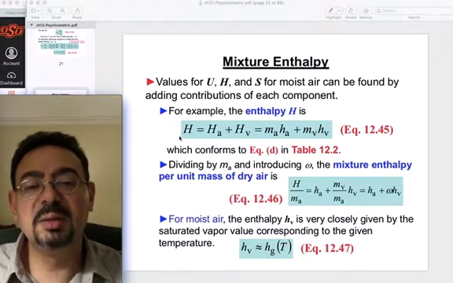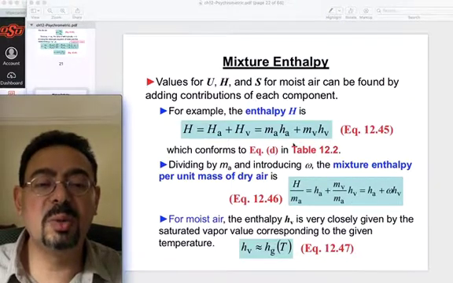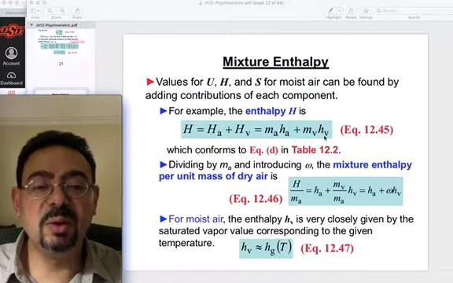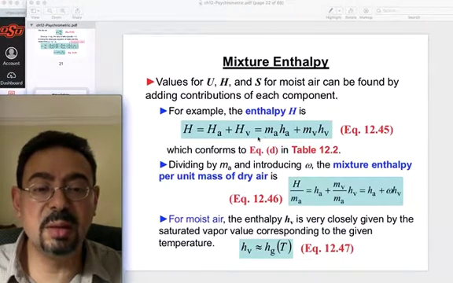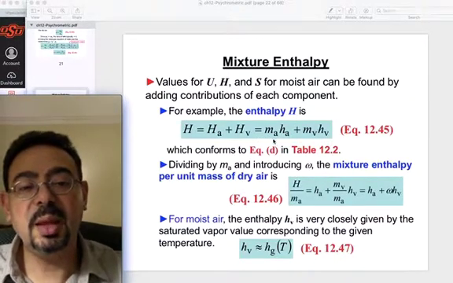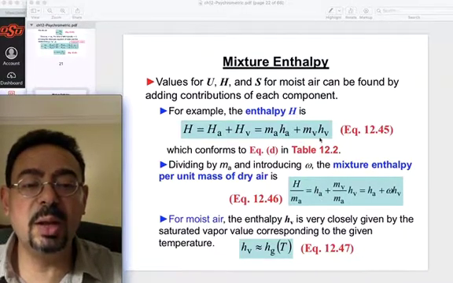Fine, let's divide H over MA, this over MA, this over MA. And now you realize why they did this. When they divide over MA, it cancels with each other. So this becomes HA over MA, so it becomes HA. And this one, you got M vapor over MA.